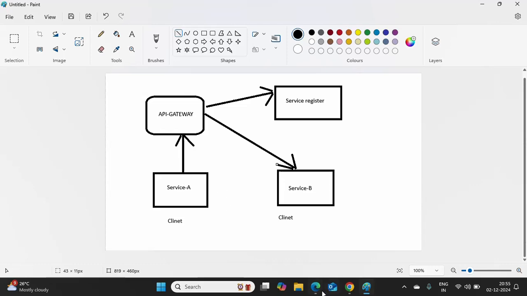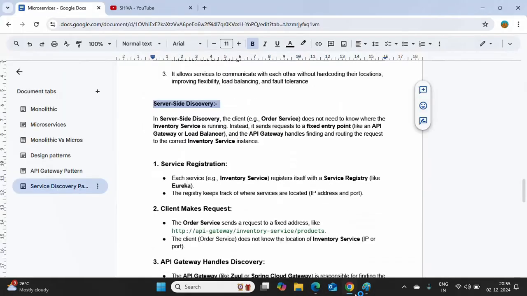I prepared the notes for this one also, you can see. Let me read this. In server side discovery, the client does not need to know where the inventory service is running. Let's take an example. I assume we have two services, order service and inventory service. Order service wants to interact with the inventory service. In this case, order service doesn't need to know about the inventory service. Why? Because order service is going to send the request to the fixed endpoint. The fixed endpoint is nothing but the API gateway.